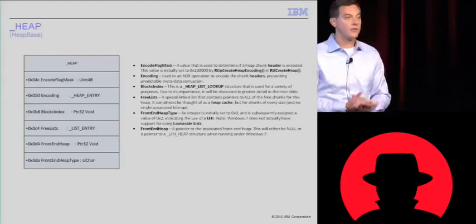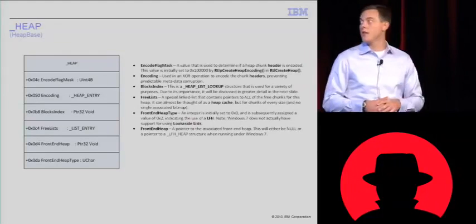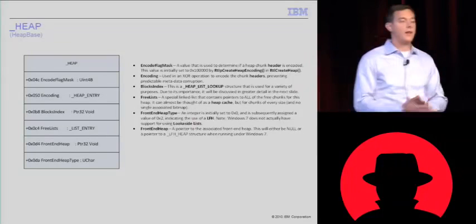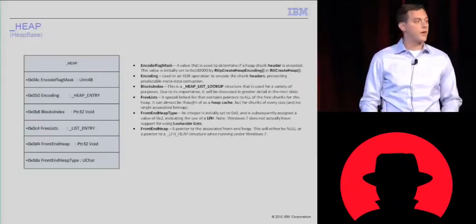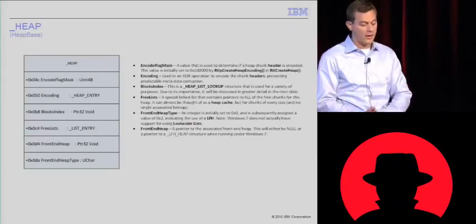The blocks index, or the heap list lookup structure, is the next slide, and I think is the second most important data structure in the Windows 7 heap.